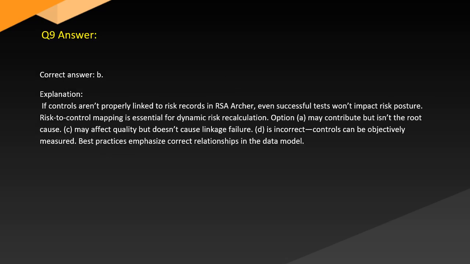Answer. Correct answer: B. Explanation. If controls aren't properly linked to risk records in RSA Archer, even successful tests won't impact risk posture. Risk to control mapping is essential for dynamic risk recalculation. Option A may contribute but isn't the root cause. C may affect quality but doesn't cause linkage failure. D is incorrect. Controls can be objectively measured. Best practices emphasize correct relationships in the data model.